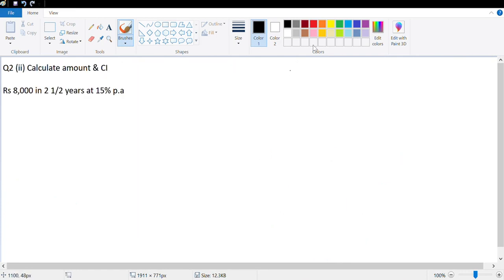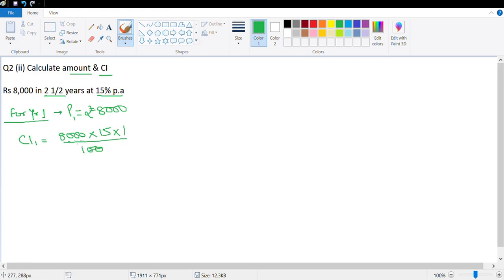The next one we do is question number 2, part 2. It says calculate amount and compound interest. This is for 2.5 years and this is at 15% per annum. So for year 1, we have principal 1 is equal to rupees 8,000, which means compound interest for the first year will be equal to principal into rate, in this case 15, first year upon time. So 15 into 8, that's 120 with another 0, that's rupees 1,200.